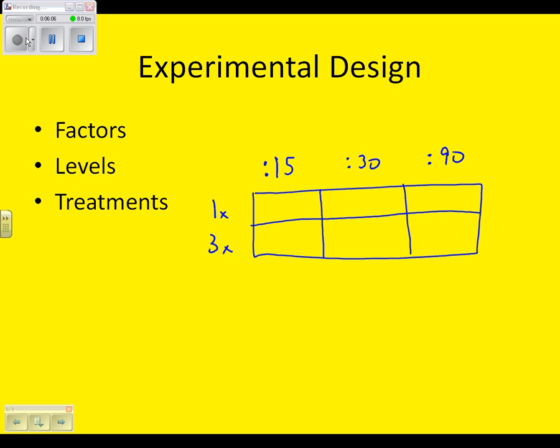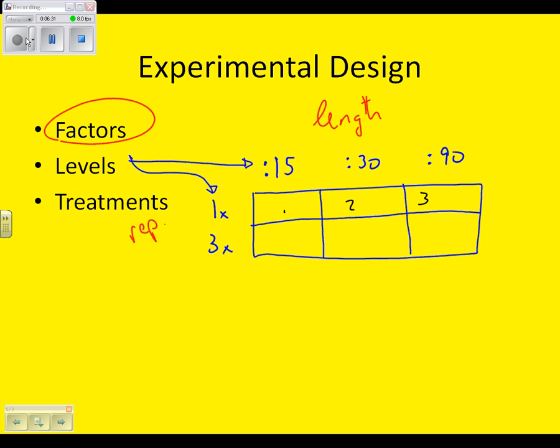In this example right here, we have 2 factors: the length of the commercial and the repetitions of the commercial. There are 3 levels to the length and 2 levels to the repetition, giving me a total of 1, 2, 3, 4, 5, 6 different treatments in this example.